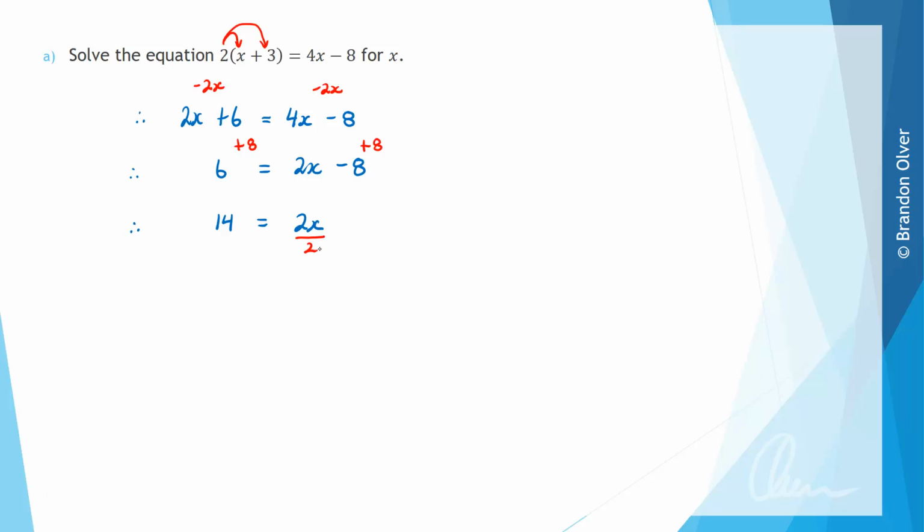And finally, we can divide both sides by 2 to get x by itself. So therefore, we find that x equals 7. And that is the answer to part A of this question.